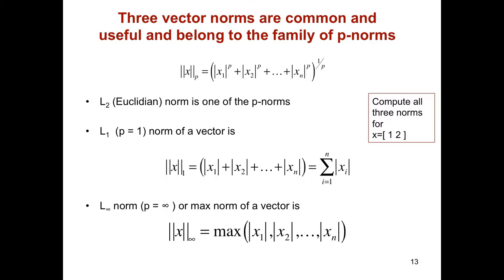Vector 1, 2. What is the L1 norm of it? It's the absolute value of 1 plus the absolute value of 2, right? So my x1 is 1 and my x2 is 2. Okay? And that's 3. What's my L2 norm of this vector 1, 2? It's the square root of 1 plus 2 squared, which is 4. So it's the square root of 5. So it's 2 different numbers.